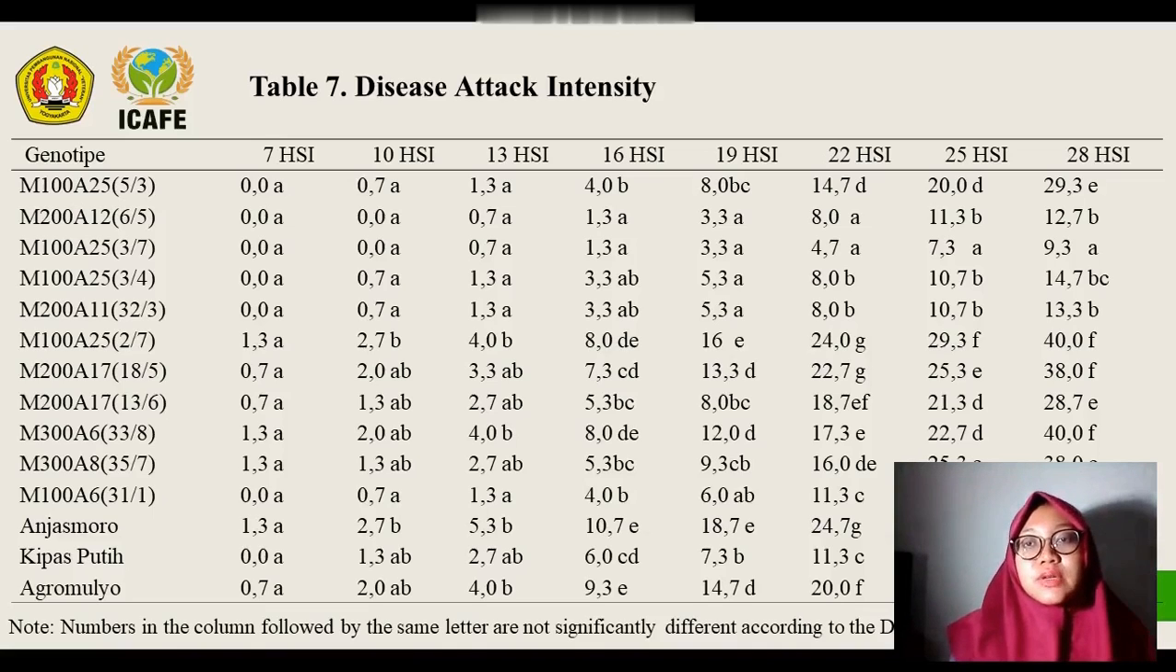In Table 7, about the disease attack intensity of stem rot disease in soybean plants, it shows that the genotypes and the control variety Kipas Putih are classified as moderately damaged, with a range value of about 28.7% until 40%. The two comparison varieties, Anismoro and Agromulyo, were classified as severely damaged, with a range value of about 41.7% until 56%.